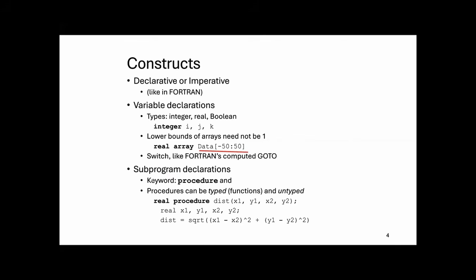What about the subprograms? In order to declare subprograms, they use a specific keyword, which is the keyword procedure. And the procedures can be typed, so they behave similar to functions, or untyped. The typed ones are exactly like Fortran functions, in that they are expected to produce an output. And the untyped ones are basically similar to the Fortran subroutines, which can produce multiple outputs or no outputs at all. So that is exactly the difference between both: you can have typed and untyped.